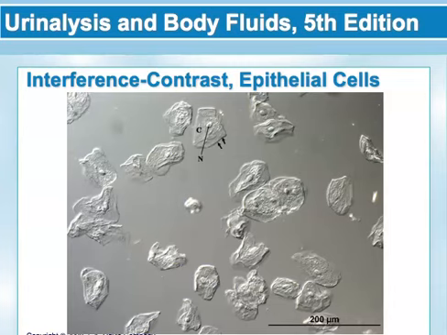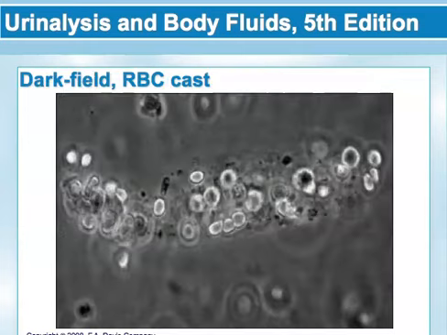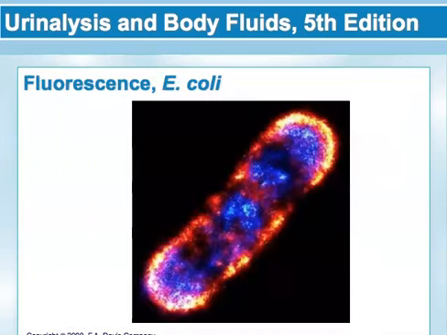Here's a picture of interference contrast and you've got epithelial cells. Again, just very high contrast there. It really makes the image stand out. Dark field showing a red cell cast. And then fluorescence showing our little buddy E. coli.